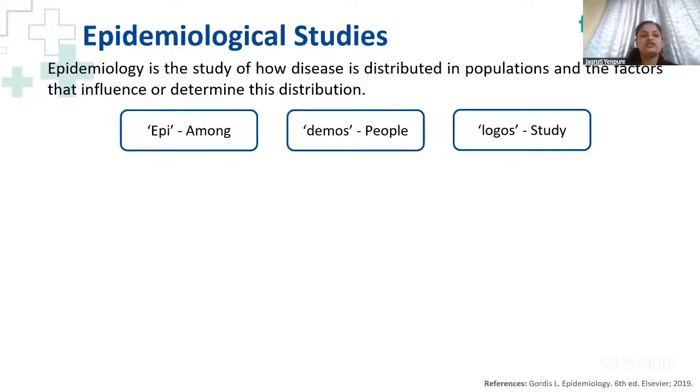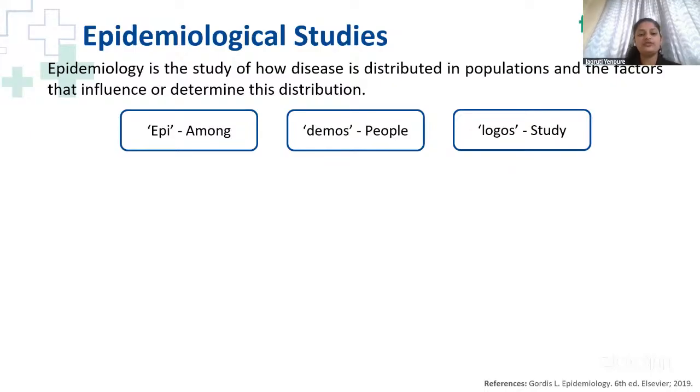epidemiological studies. So, what are epidemiological studies? Epidemiology is the study of how a disease is distributed in a population and what are the factors that influence or determine this distribution. When we divide this word into three parts: epi meaning among, demos meaning people, logos meaning study. Together it simply means study which is conducted among people.